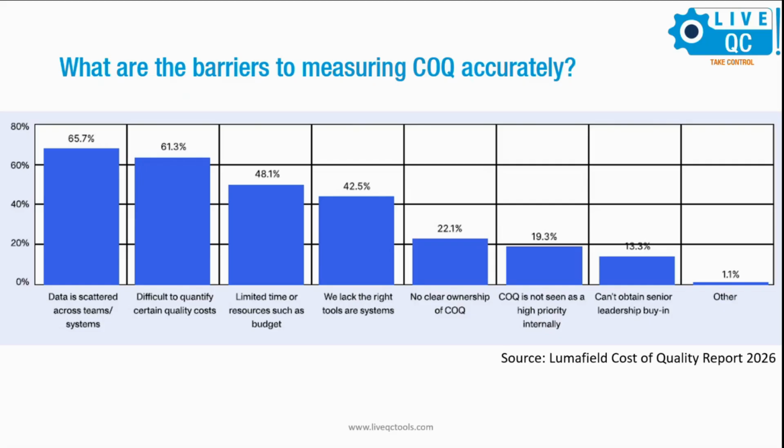Limited time or resources such as budget. So I want everything at the touch of a button. I'm asking ChatGPT, Claude, and all the other AI tools questions, and they are able to deliver. Why is it that I'm not able to get answers delivered for my quality requirements? Because we simply don't have the data to put in there. It is our business, our data, which we need to connect the dots to get the cost of quality measured and moving upward. We lack the right tools and systems, 42.5%.